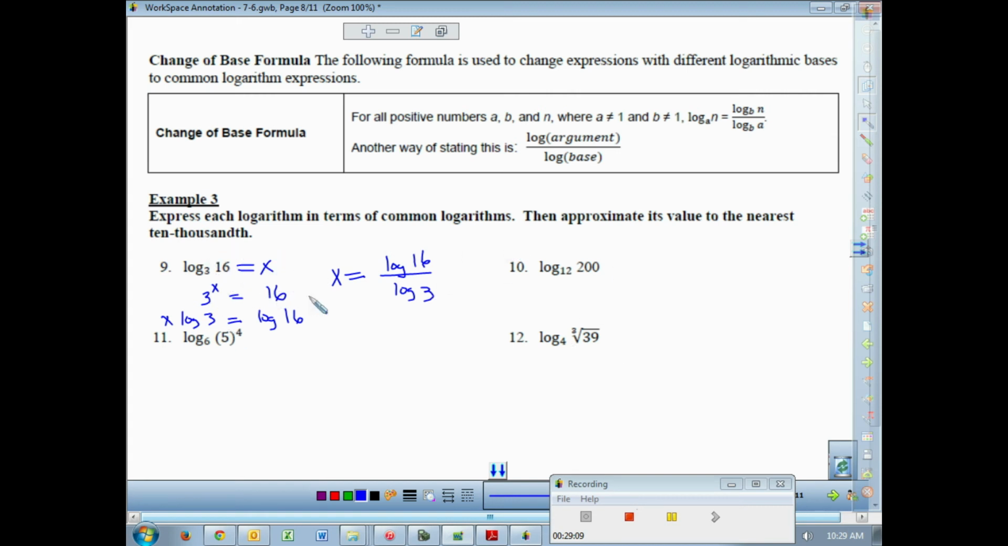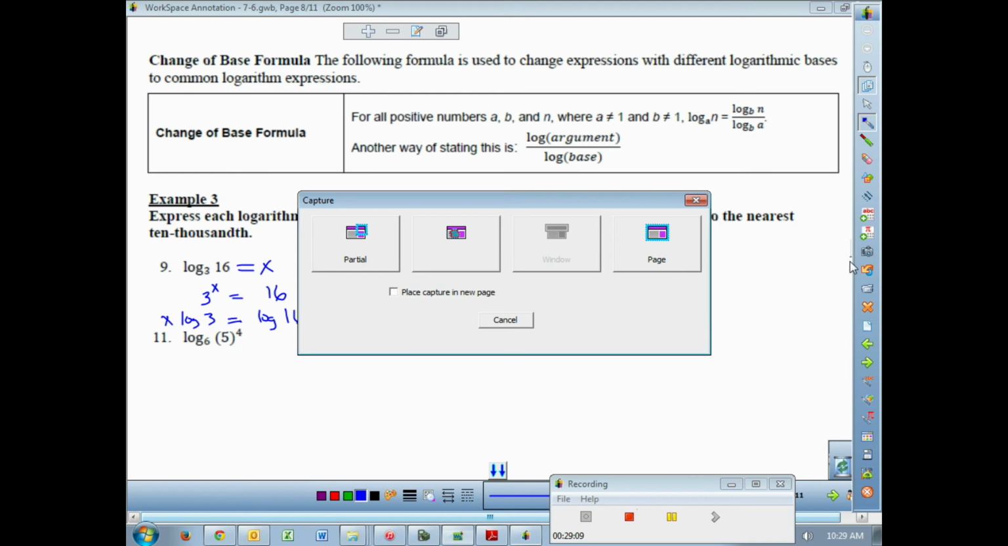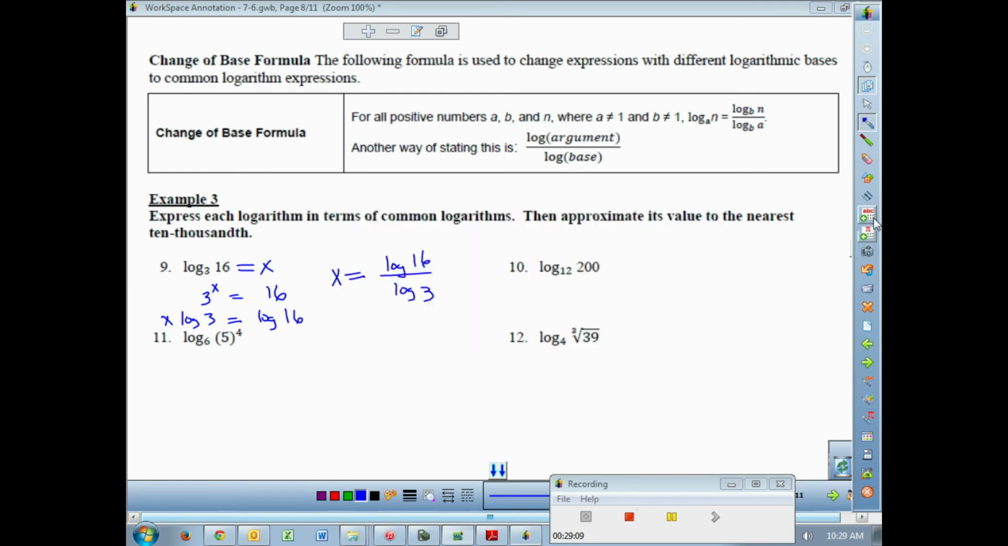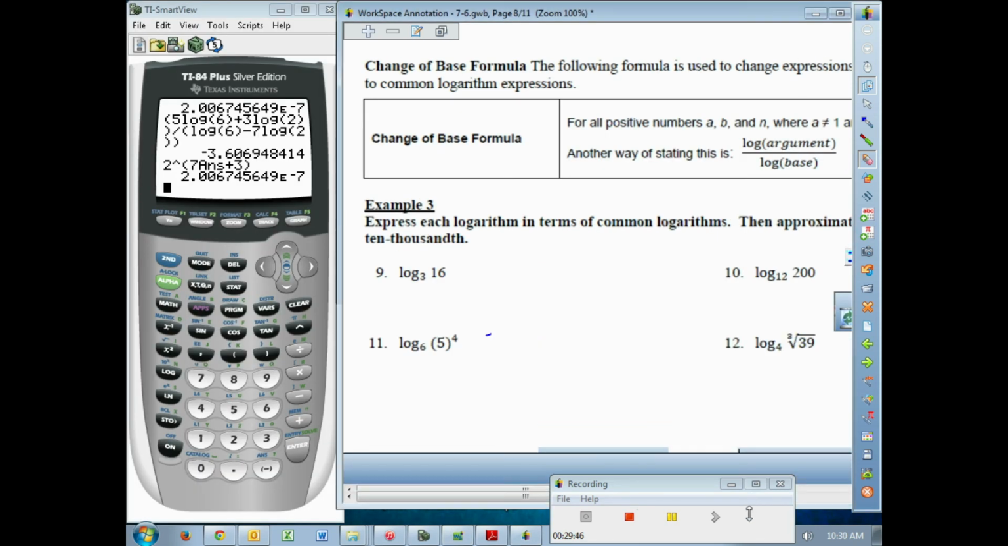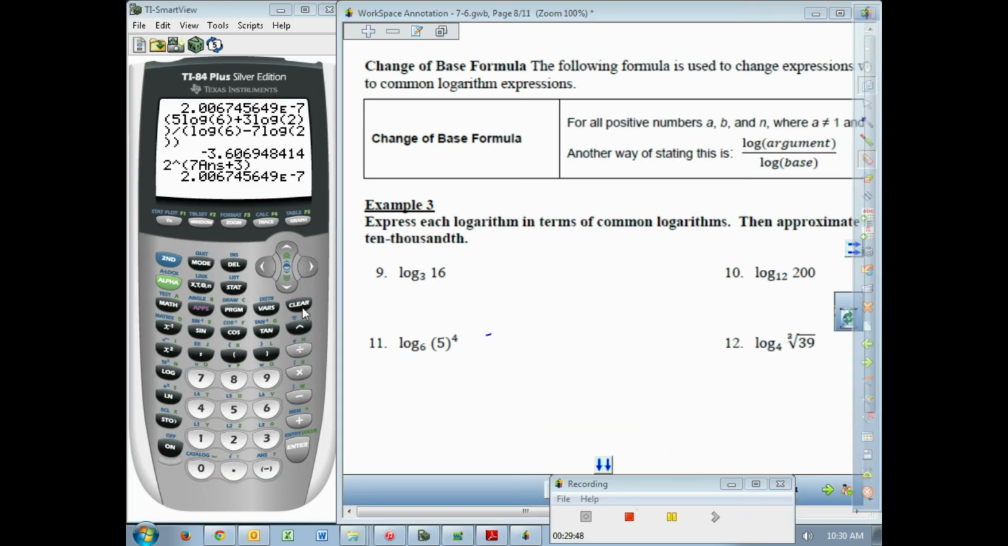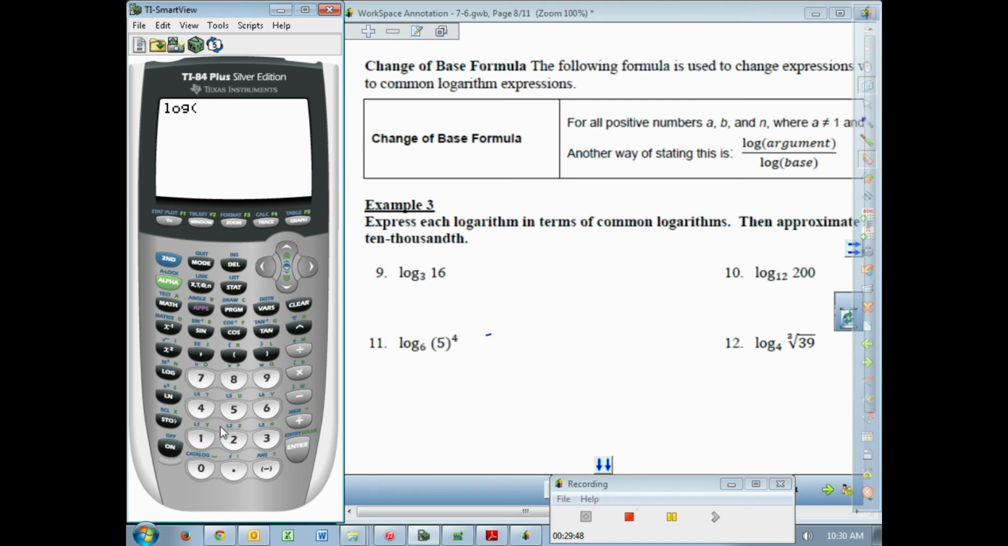If we've made you rewrite it exponentially, then log both sides. It's always the log of the argument divided by the log of the base. So let's punch that in. I want an eraser is what I want. Let's punch it in. Let me get to my calculator screen. I want log of what divided by log of what? Log of 16 divided by log of 3.